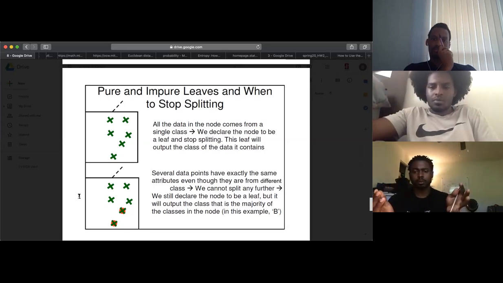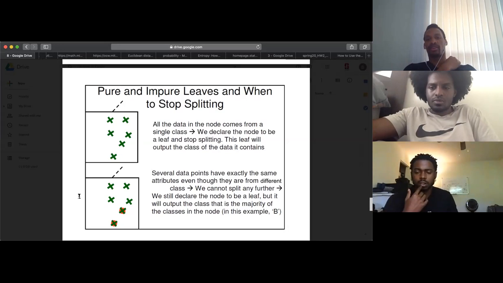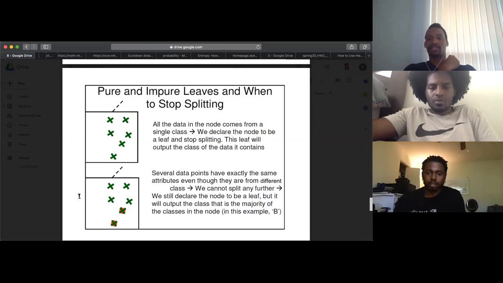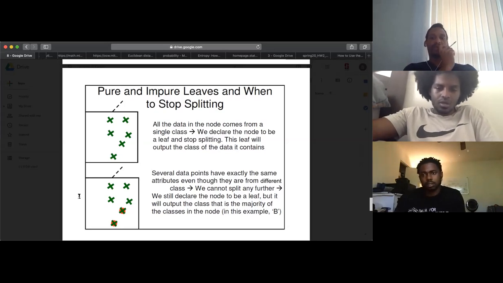Like if it's continuous, how do you say that two attributes are the same? Does that make sense? You're saying because you could always make more splits. Yes. You can basically make an infinite amount of splits. Yes. That's what I'm saying. Yeah.